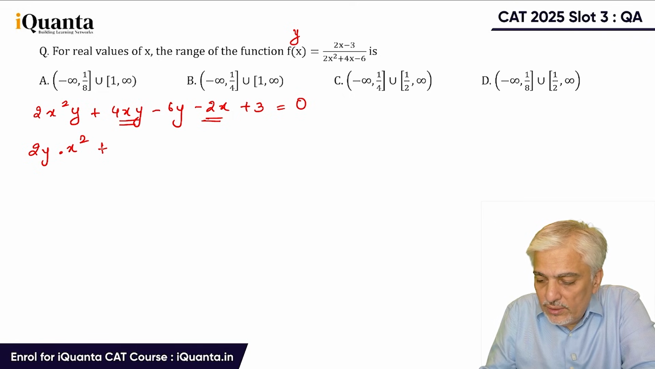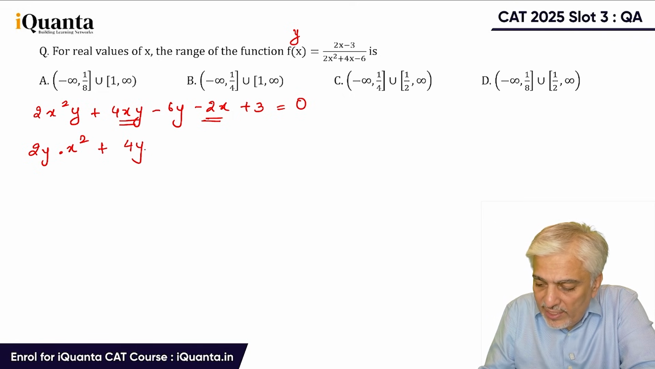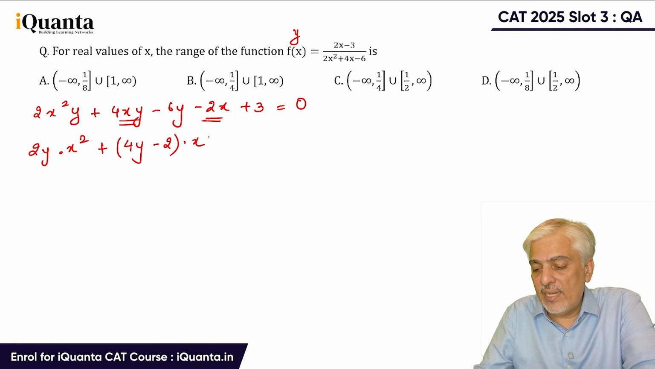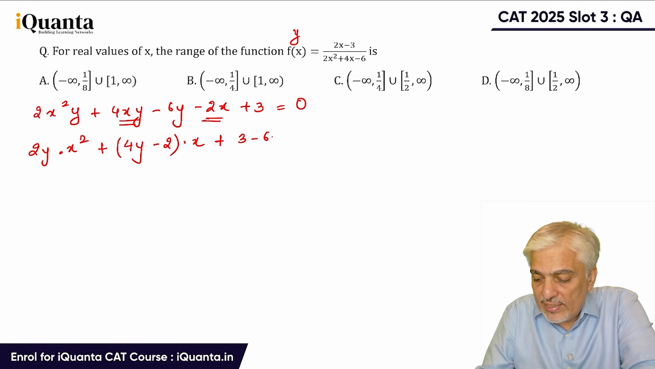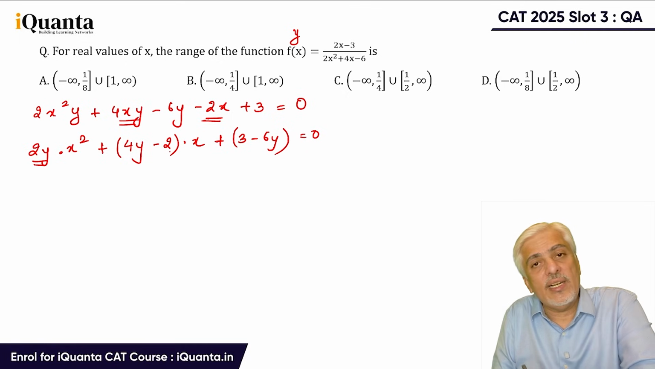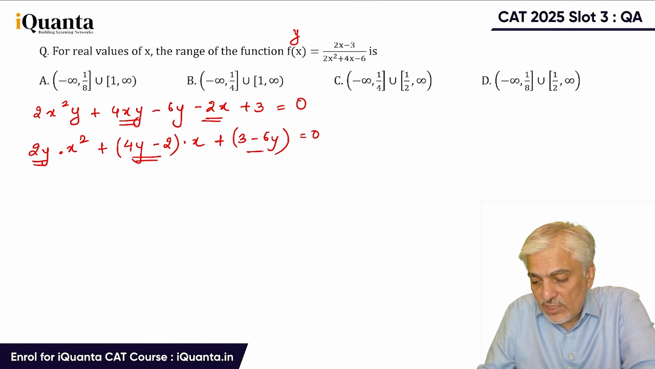So if I take, okay, let's write it as (4y − 2) into x, and the last term will be 3 − 6y. So plus 3 − 6y is equal to 0. So this is your a for the quadratic equation, this is your b, and this is your c.